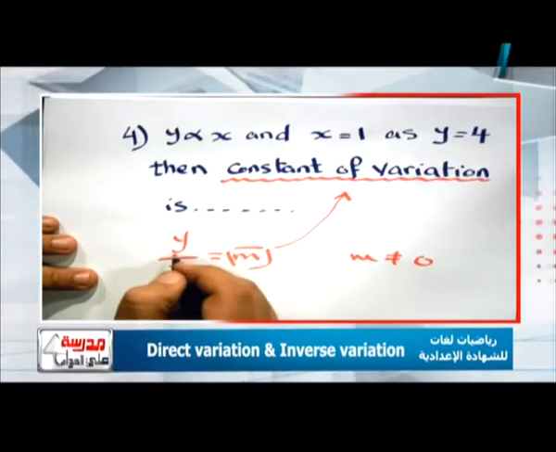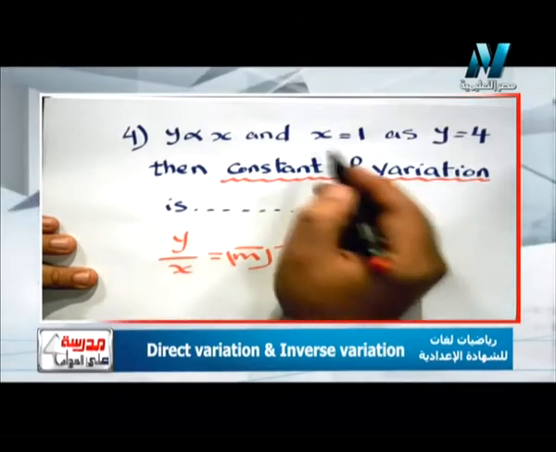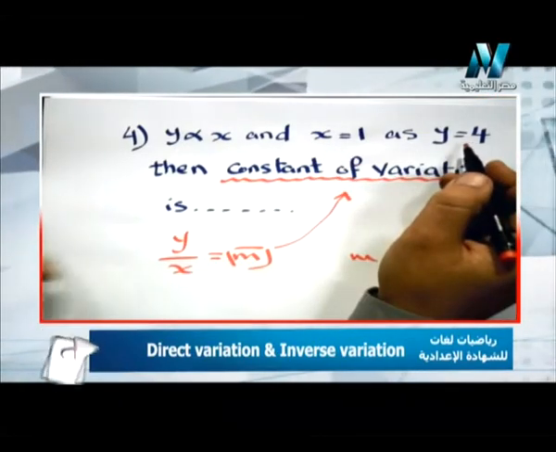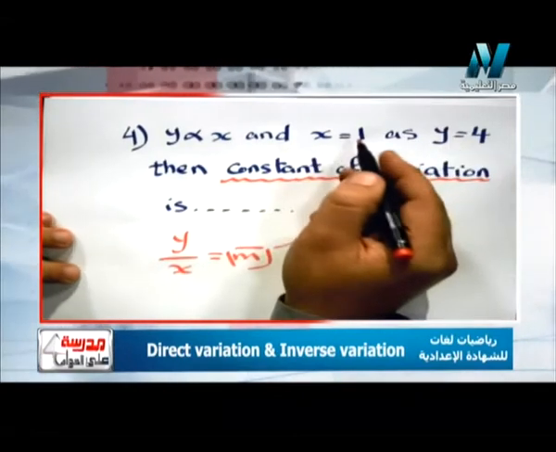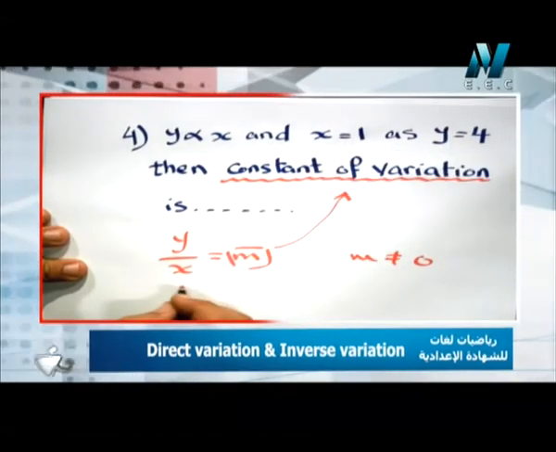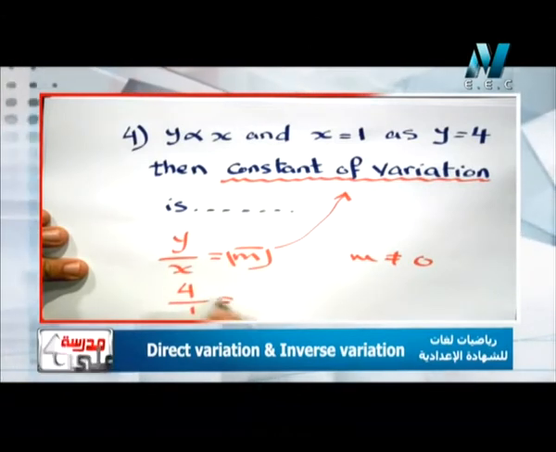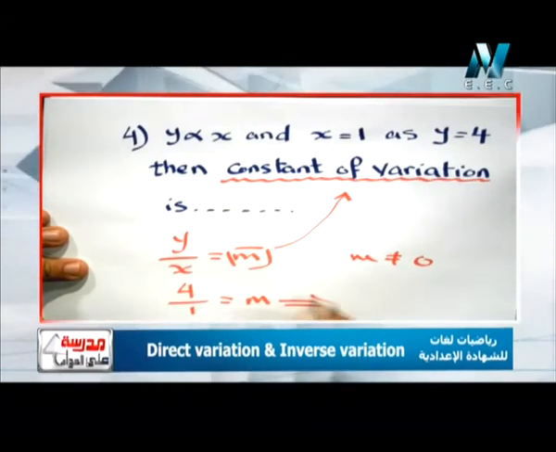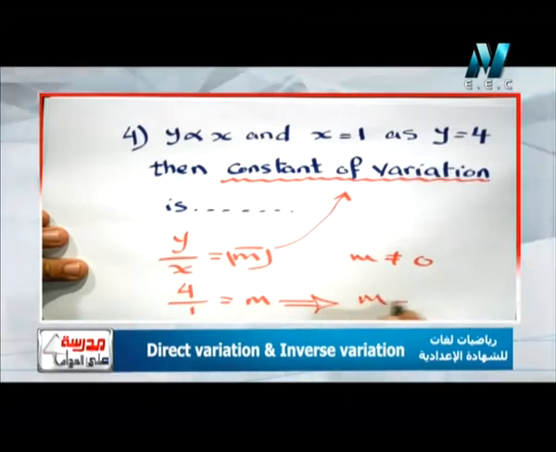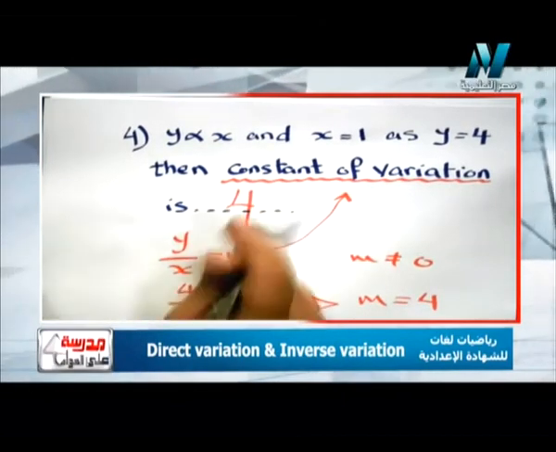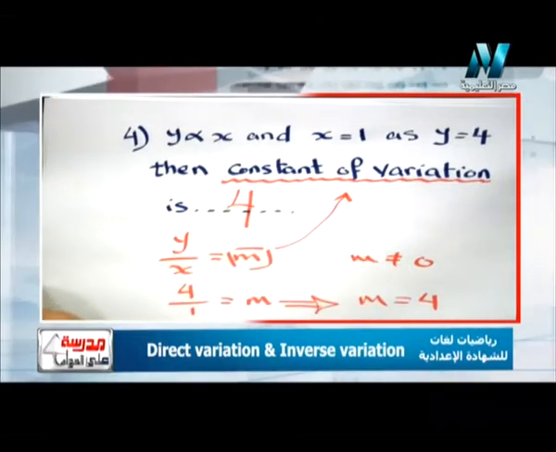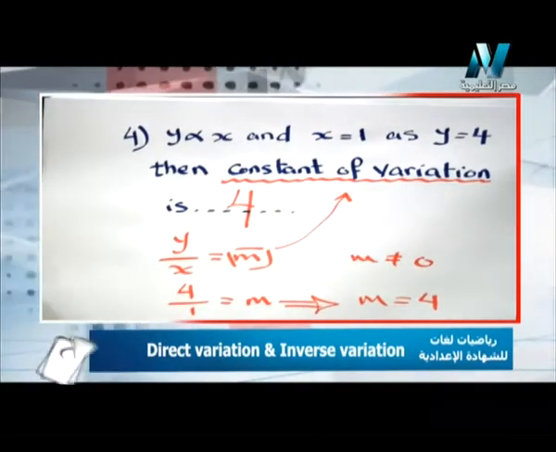Let's replace x and y by the two values he gave me here to get this ratio. So y is 4 and x equals 1. So I'm going to write here 4 over 1 equals m, which means m equals 4. So the constant of variation is 4. No unit of course here, we are not working with any units so far.